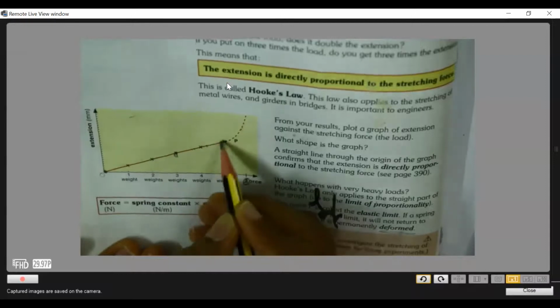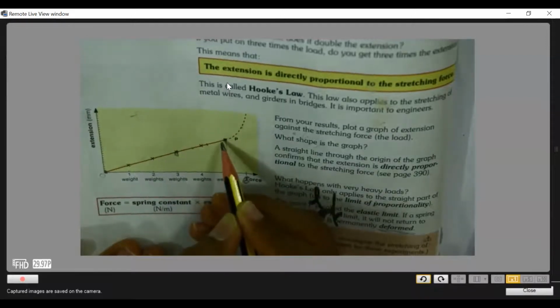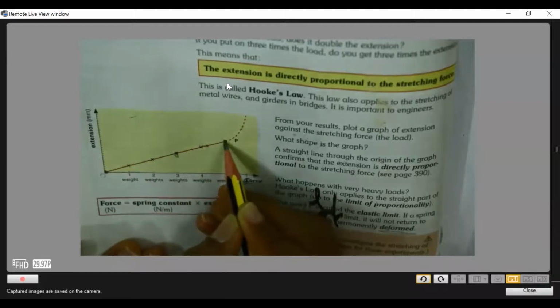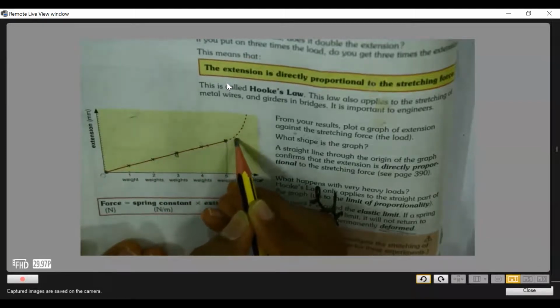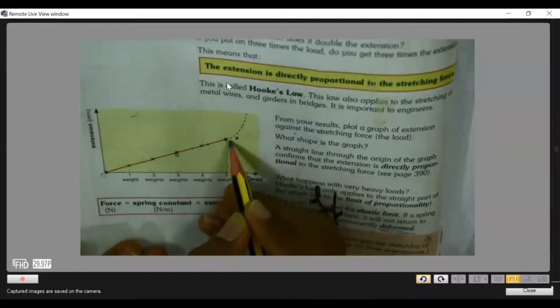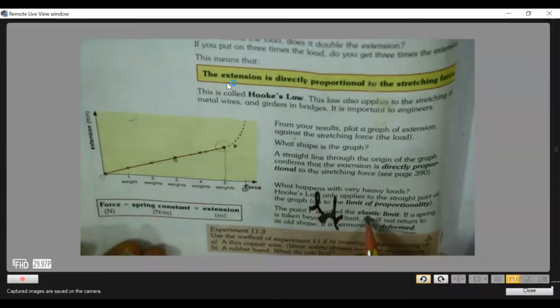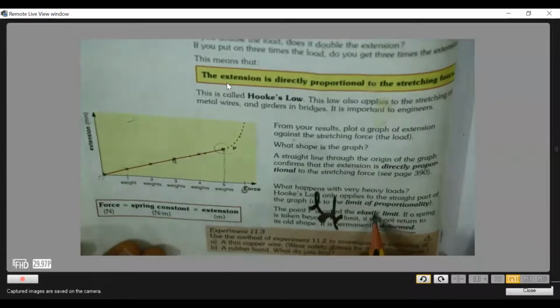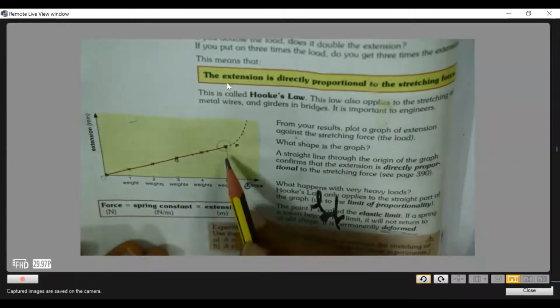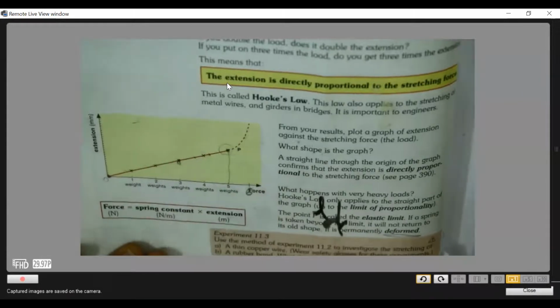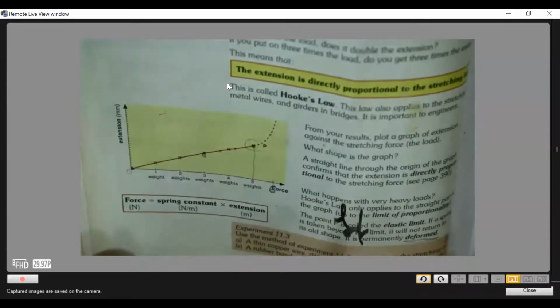Okay, so this is the point at which the graph is no longer a straight line, but turns into a curve. This point is called the elastic limit. And very often they ask you to plot graphs and point out the elastic limit. So how will you point it out? How will you mention it?